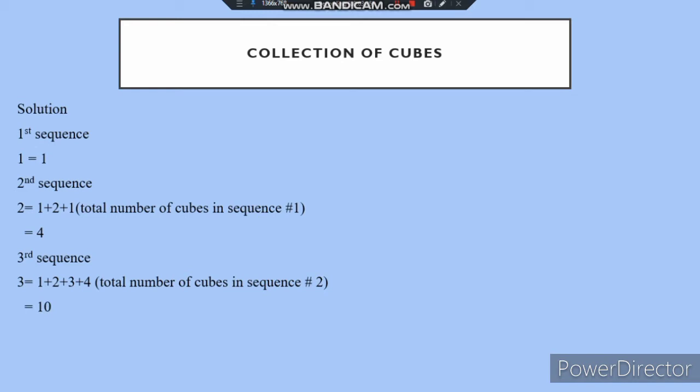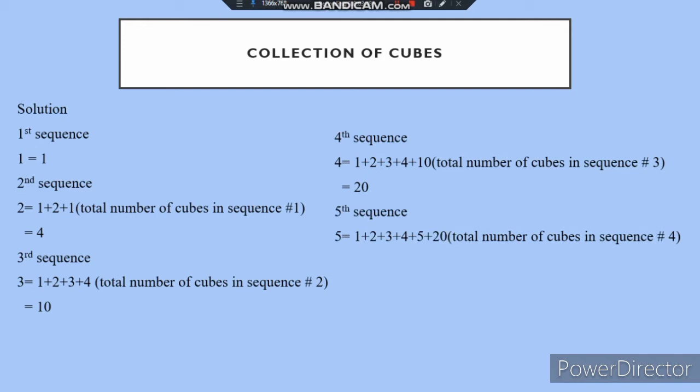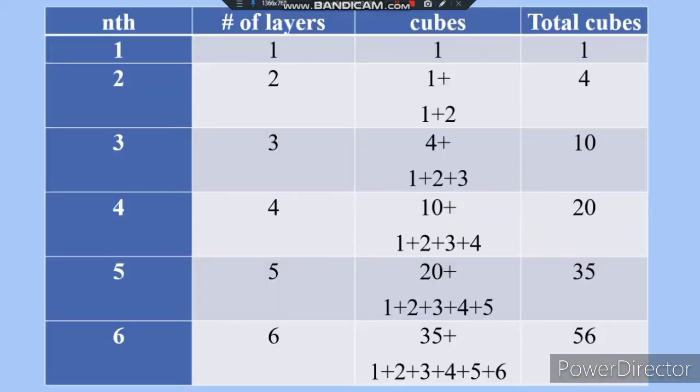So, same process sa fourth sequence. Since ang fourth sequence, meron siyang 4, kaya magkakaroon ng 1 plus 2 plus 3 plus 4. Then, i-add natin yung total number sa third sequence na 10, kaya mabubuo natin is 20. So, same process sa fifth sequence. Since ang pang fifth sequence, meron siyang 5, kaya magkakaroon ng 1 plus 2 plus 3 plus 4 plus 5. Then, i-add lang natin yung total number sa fourth sequence na 20, kaya meron tayong 35. So, ito yung magiging table natin para sa method na yon.